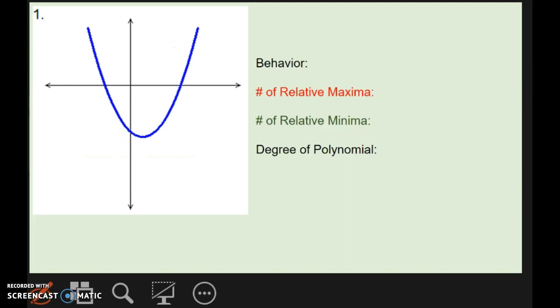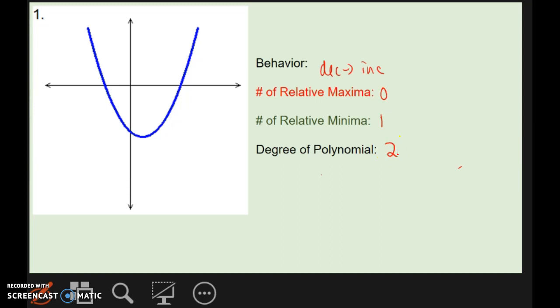So looking at a few graphs, we're going to make some conclusions here in just a few minutes. The behavior of this graph, this is a quadratic graph, so it looks like if we move from left to right, this graph is going to decrease, and then it's going to increase. So that's its behavior, decrease to increase. For the number of relative maximums, we're looking for any hilltops, and I'm not seeing any, but I do see a valley right there. So we've got one relative minimum, no maximum, and the degree of that is 2.